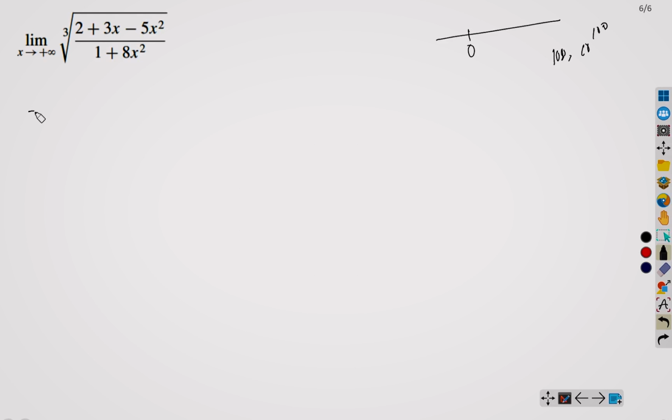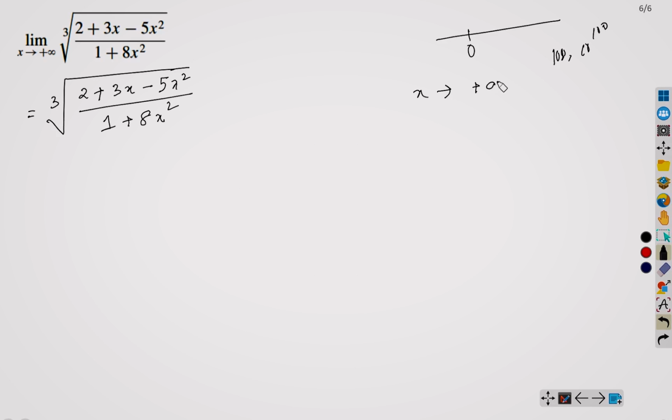So let's first write down the problem. The expression is the limit of (2 plus 3x minus 5x squared) upon (1 plus 8x squared). Since x tends to plus infinity, it is difficult to substitute the value of infinity and determine the solution, so we will play a trick. It is a very common trick, and you should remember this whenever you get this type of problem. x tends to plus infinity as given here, or in some cases x tends to minus infinity will be given to you. Then how can you solve this?